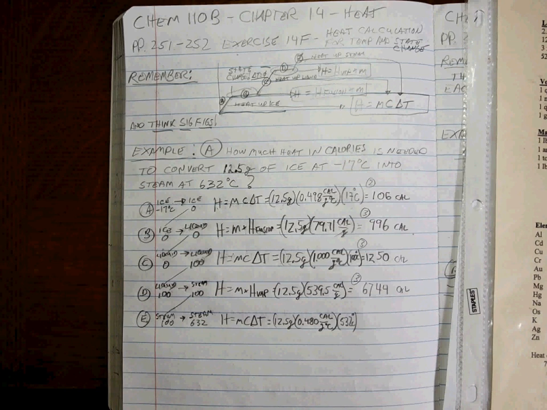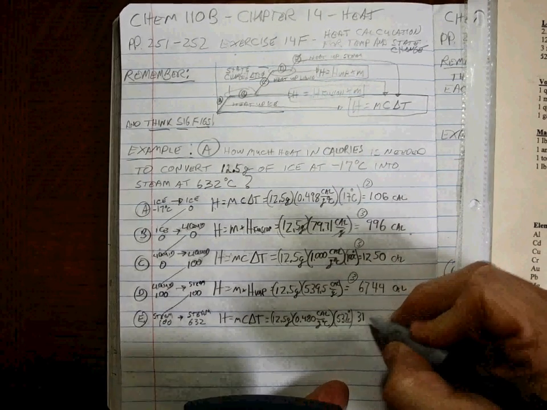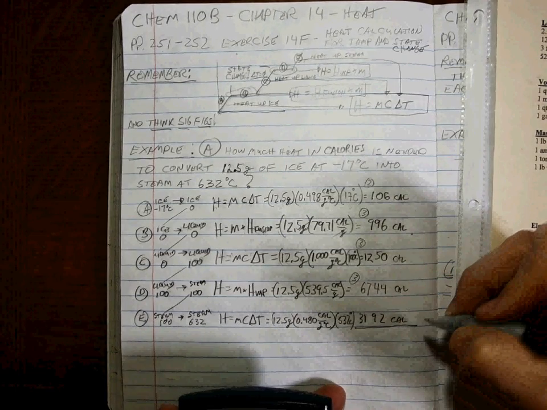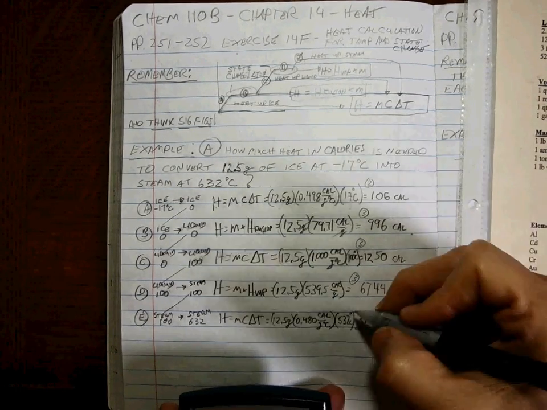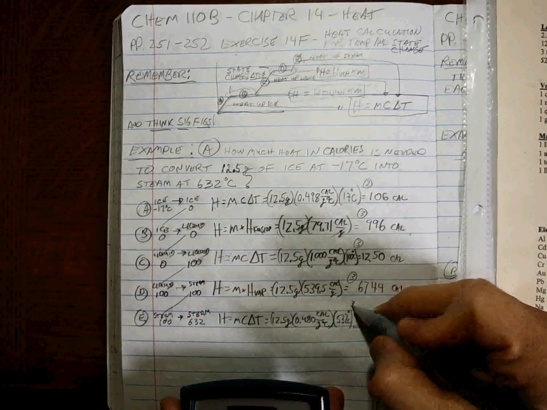So what's 12.5 times 0.48 times 532? 12.5 times 0.48 times 532. 3192 calories. Adding all these up, right? But first, 3 sig figs there. Okay.